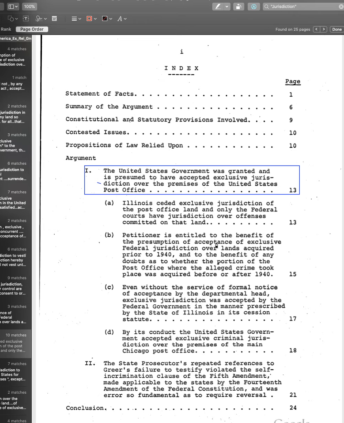Petitioner is entitled to the benefit of the presumption of acceptance of exclusive federal jurisdiction over lands acquired prior to 1940, and to the benefit of any doubt as to whether the portion of the post office where the alleged crime took place was acquired before or after 1940. Now, as far as I know, the post offices fly the federal flag, not the state flag.